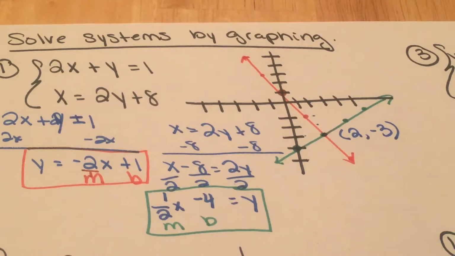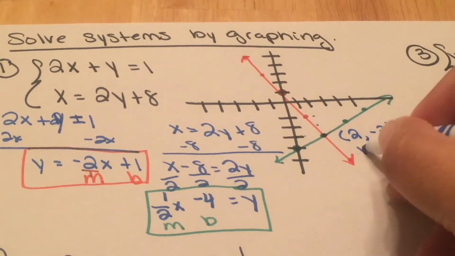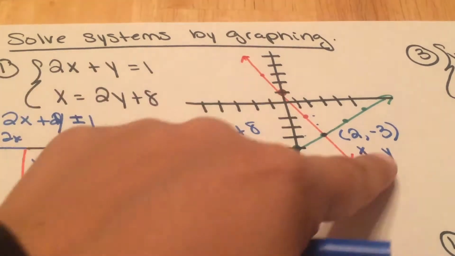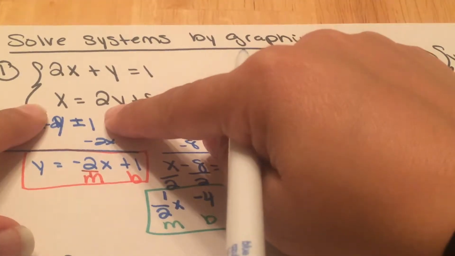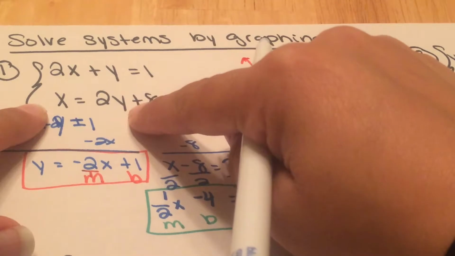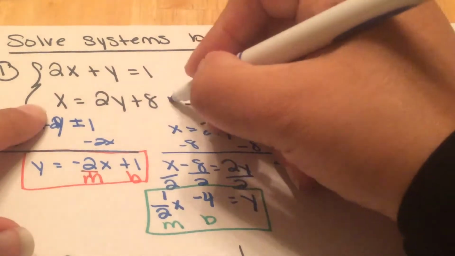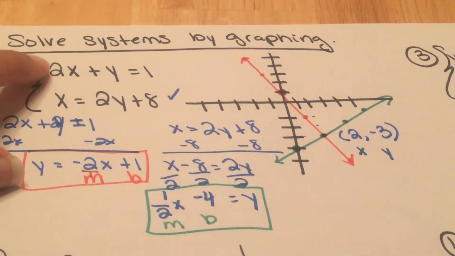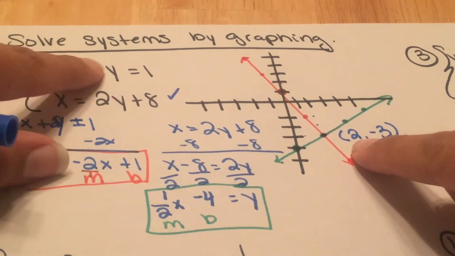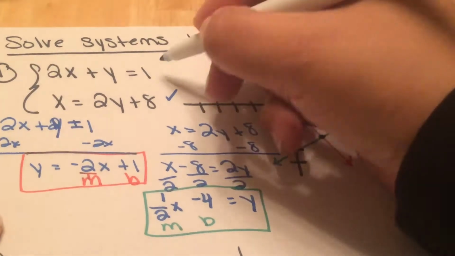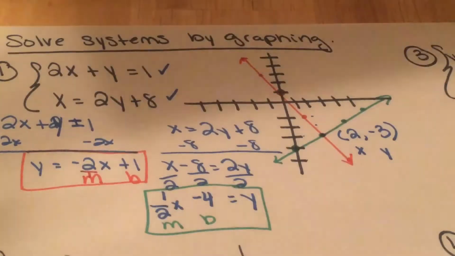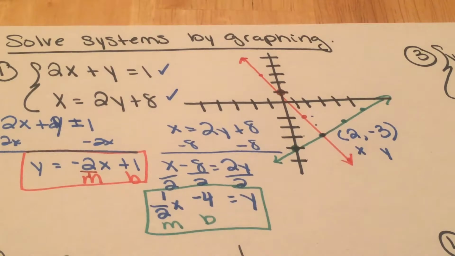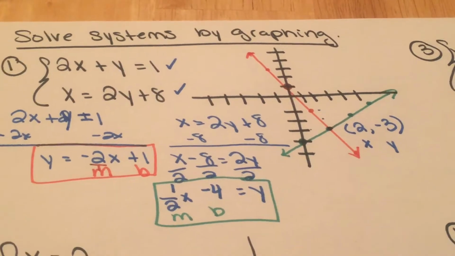But if I went ahead and substituted my x and my y, I would know that 2 times negative 3 in the bottom equation would be negative 6, and negative 6 plus 8 is 2. So that one's going to check out. And in my top equation, 2 times 2 is 4. 4 plus negative 3 is going to be 1. And again, going back to that definition, both equations must be true. And we just saw that they were in that first one. Okay, so let's look at number 2.